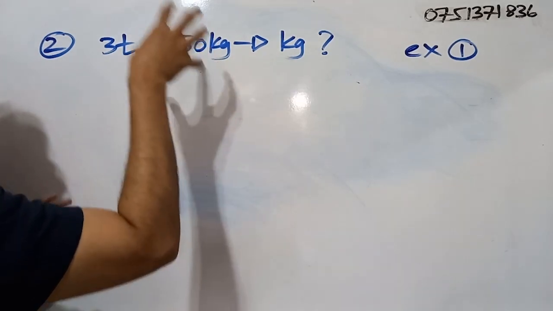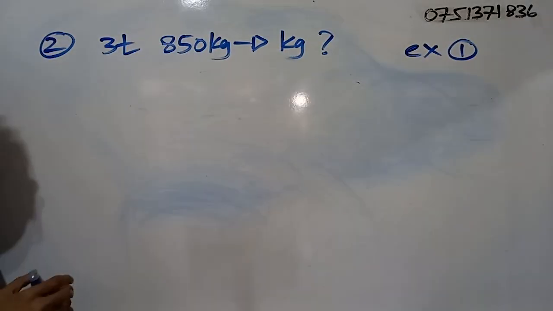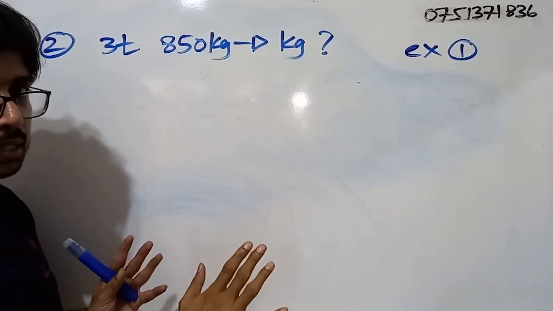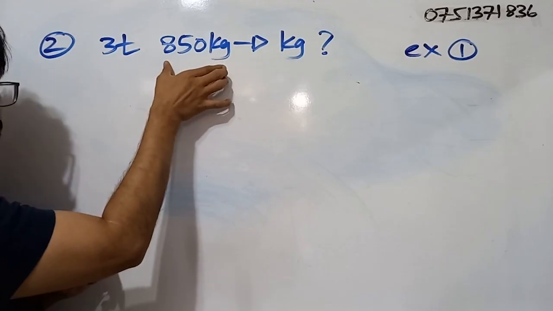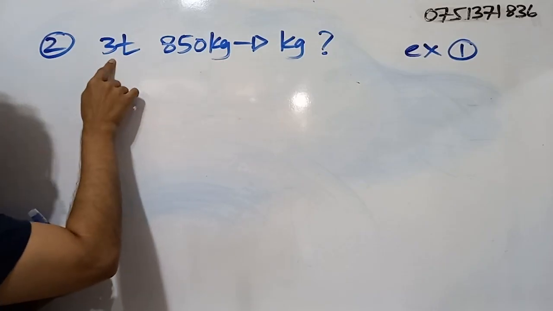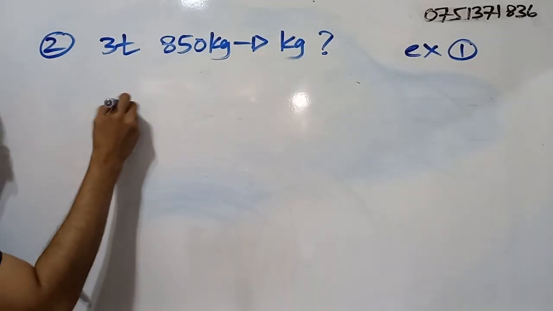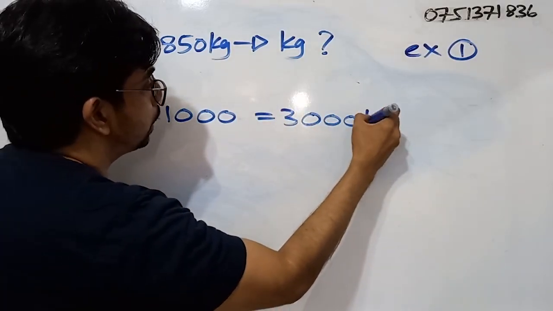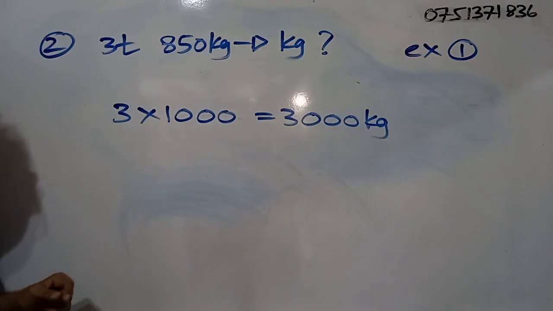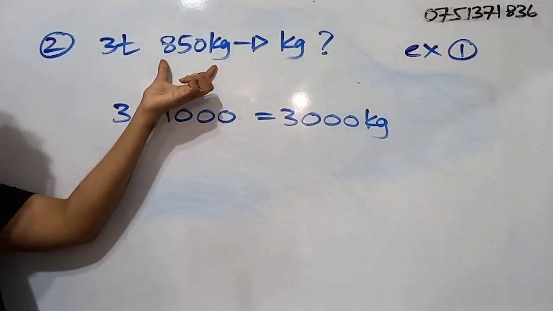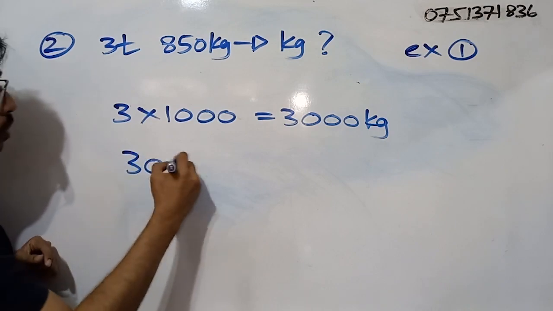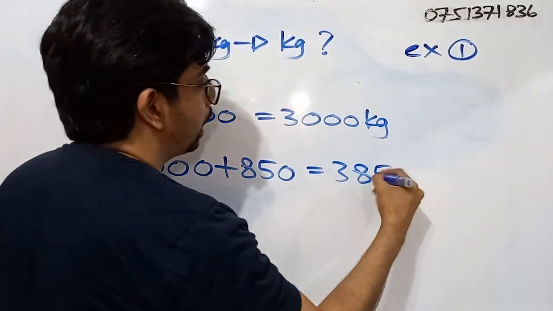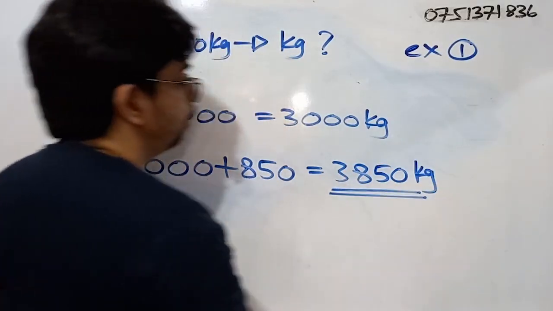Question number 2. We have been given 3 tons and 850 kilograms. So we need to convert this entire amount into kilograms, right? Here the 850 kilograms part, we don't have to do any conversion. Why? It is already given to us in kilograms. These 3 tons we have to convert. So we multiply 3 by 1000 and get 3000 kilograms. Then to get the final answer, we have to add the 850 kilograms also. So 3000 plus 850, we get 3850 kilograms. That will be the answer.